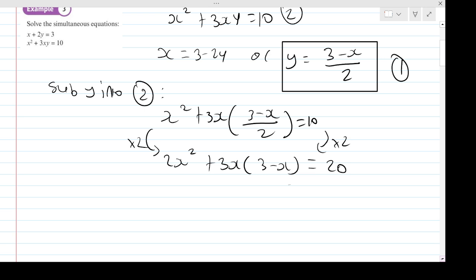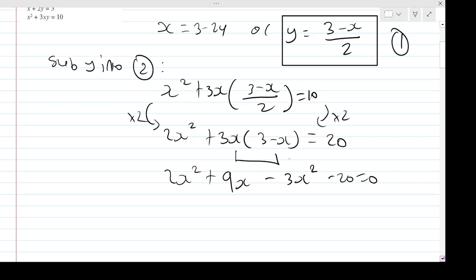Anyway, this is a lot nicer to work with now, because we've got no ugly fraction. So next we can just expand this bracket, right? So we're going to get 2x squared plus 9x, right? 3x times 3, minus 3x squared equals, and I'm going to do minus 20 equals 0.